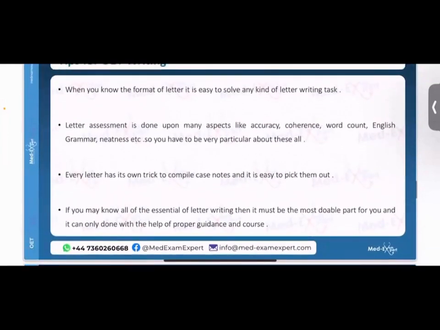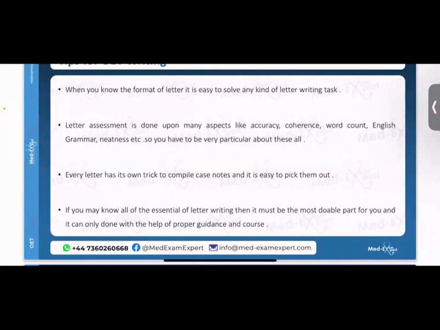Sometimes students ask me, ma'am, my purpose was very good, but still you didn't give me grade B. I think this is the answer for all the aspirants who think so: if accuracy, coherence, word count, English grammar, neatness and the other things are not in the letter, then definitely you are at risk. I'm saying that the purpose of the letter is the most significant part, but still you have to be very particular about all of these as well.